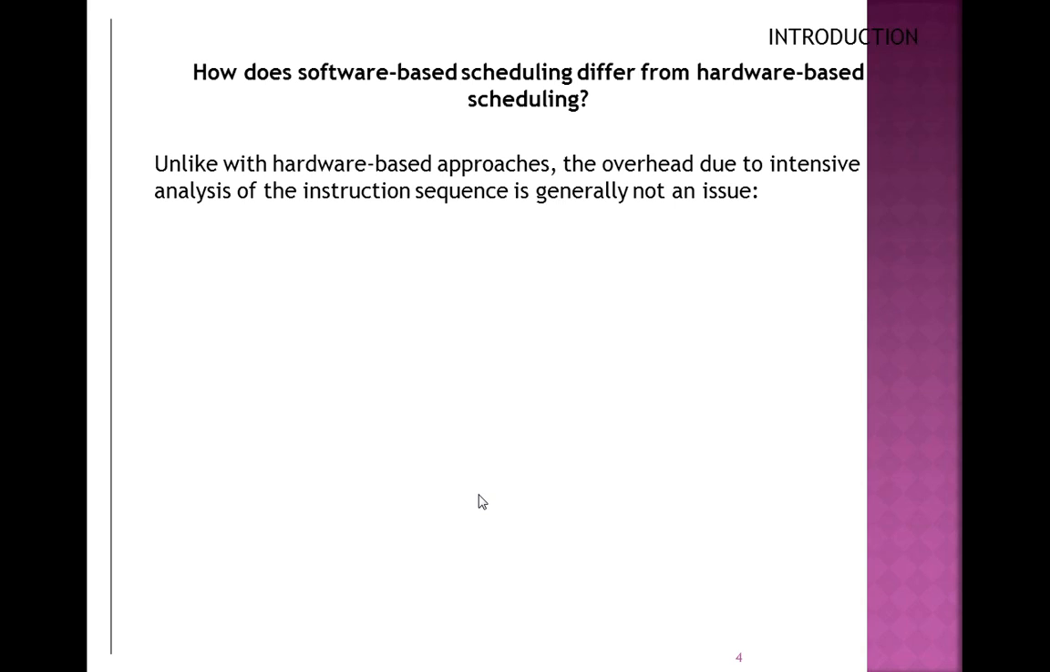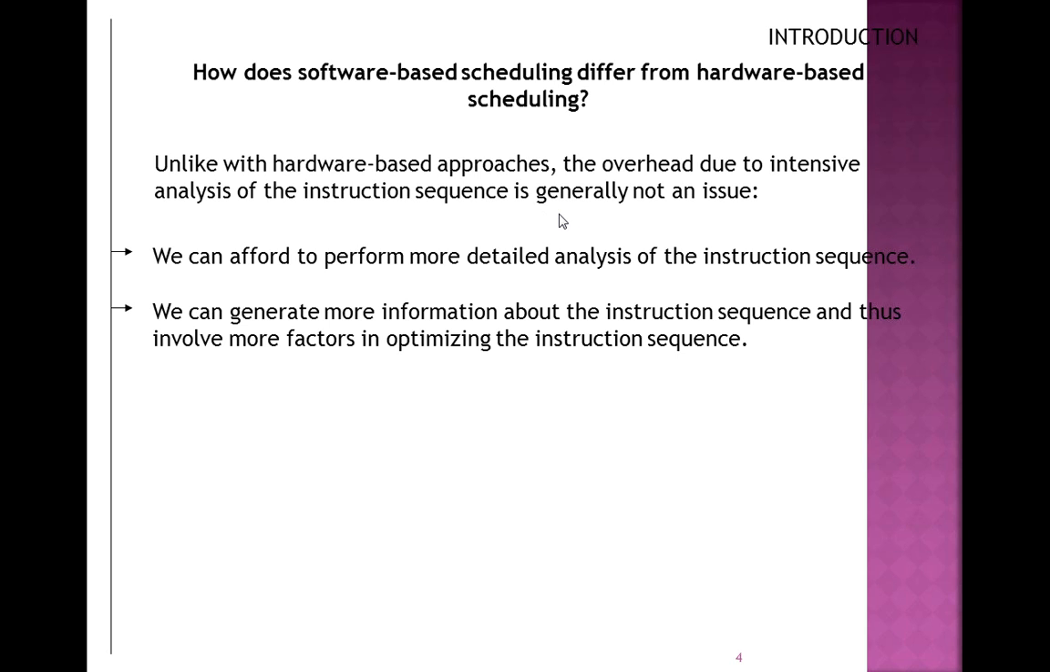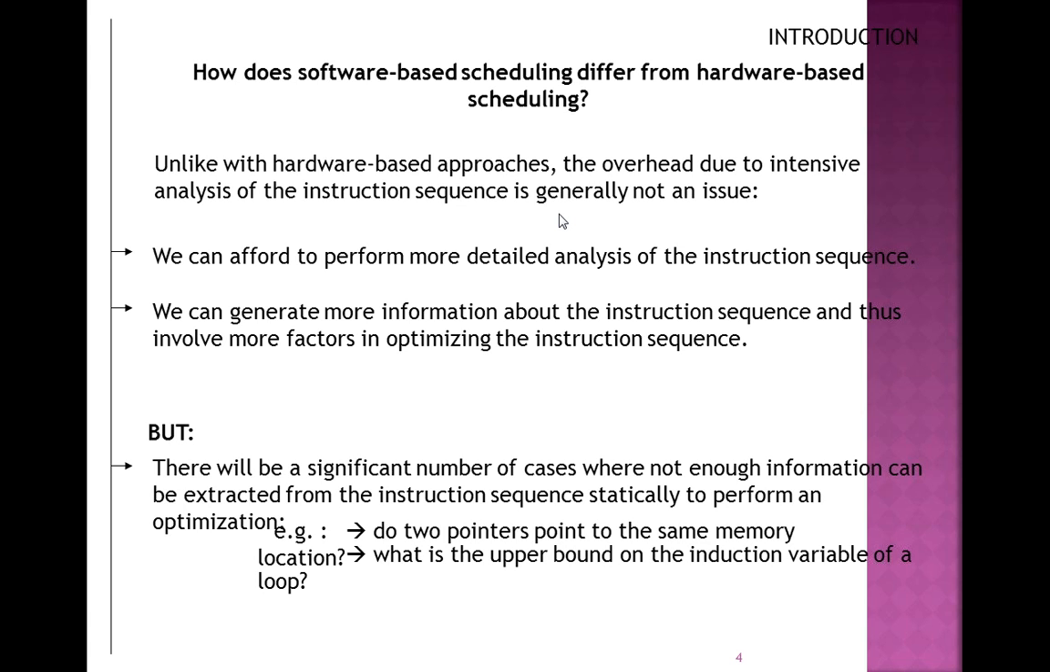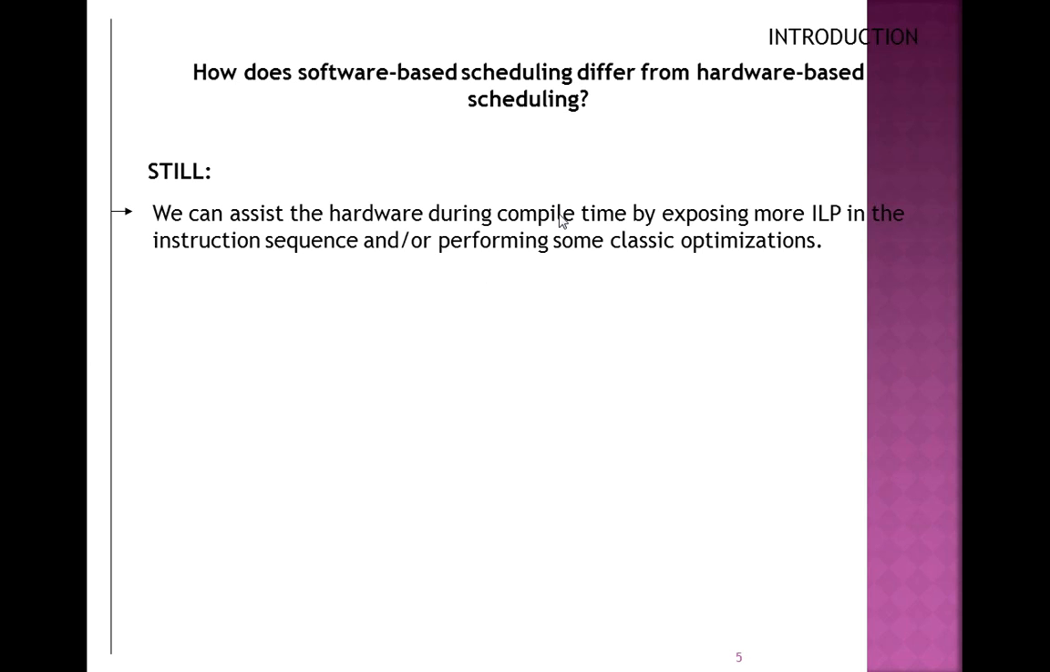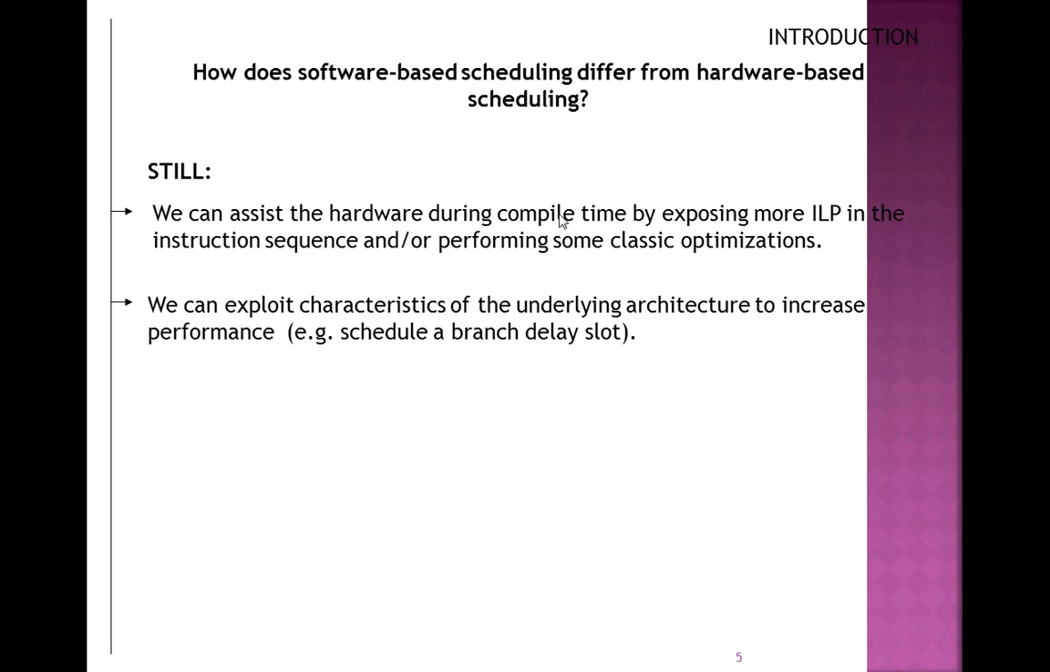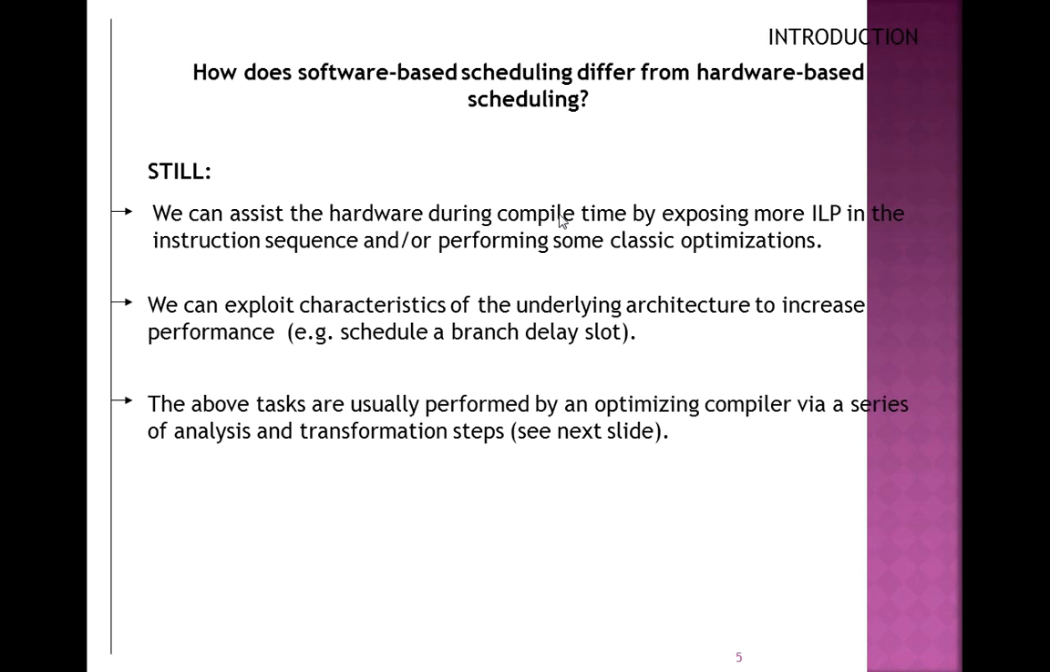Then how does software-based scheduling differ from hardware-based scheduling? Unlike hardware-based scheduling, the overhead due to intensive analysis of the instruction sequence is generally not an issue. We can afford to perform more detailed analysis of the instruction sequence. We can generate more information about the instruction sequence. Still, we can assist the hardware during compile time by exposing more ILP in the instruction sequence or performing some classic optimizations.